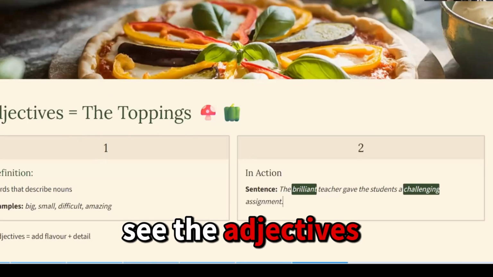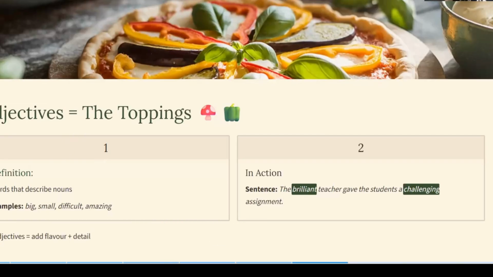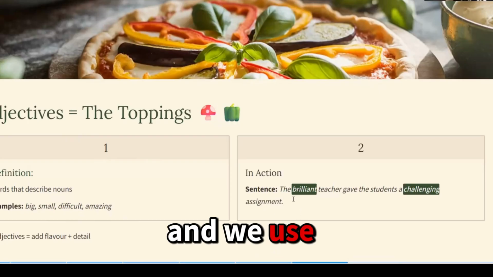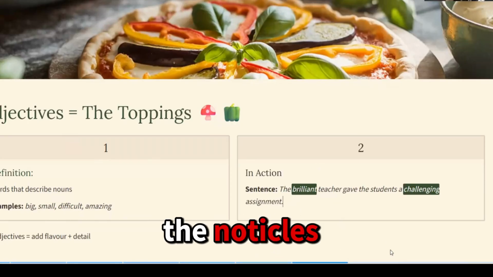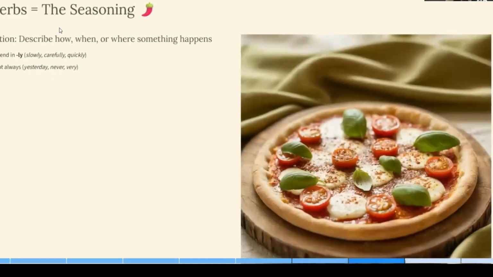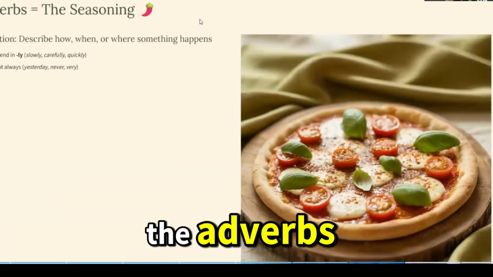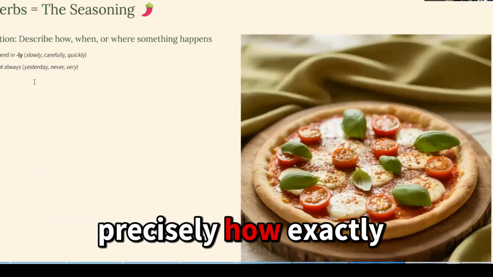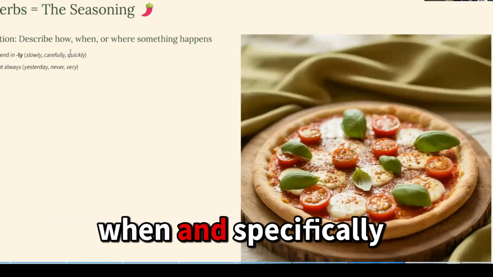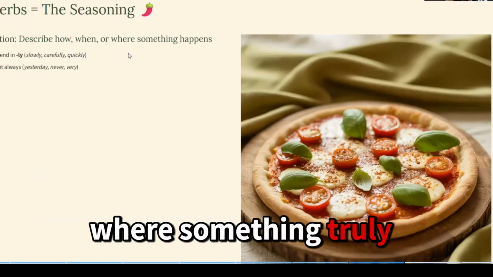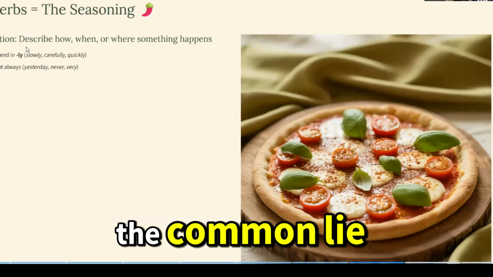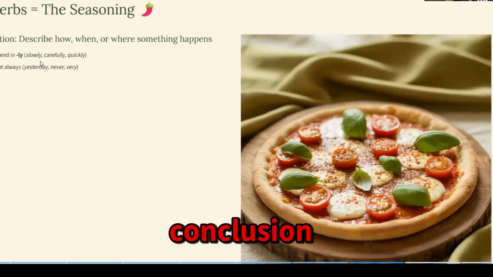Do you see the adjectives here? Big, small, difficult, very simple. And we use them to intensify the nouns. The adverbs, we primarily use them to describe how, when, and where something happens. They are quite often used with the ly ending at their conclusion, but this is certainly not always the case.